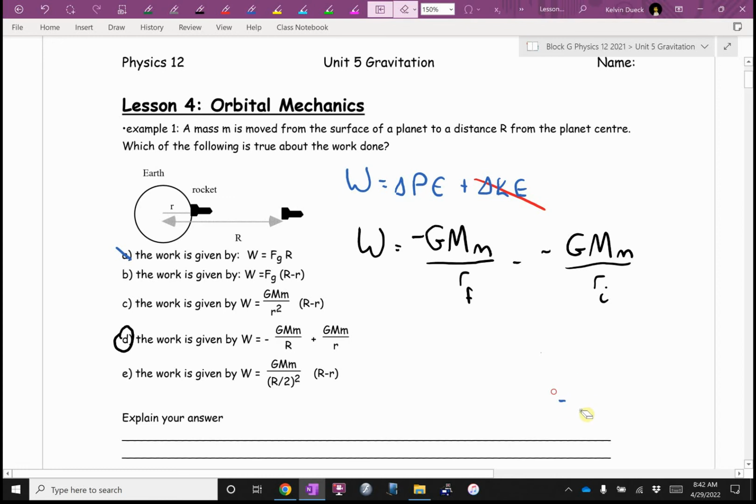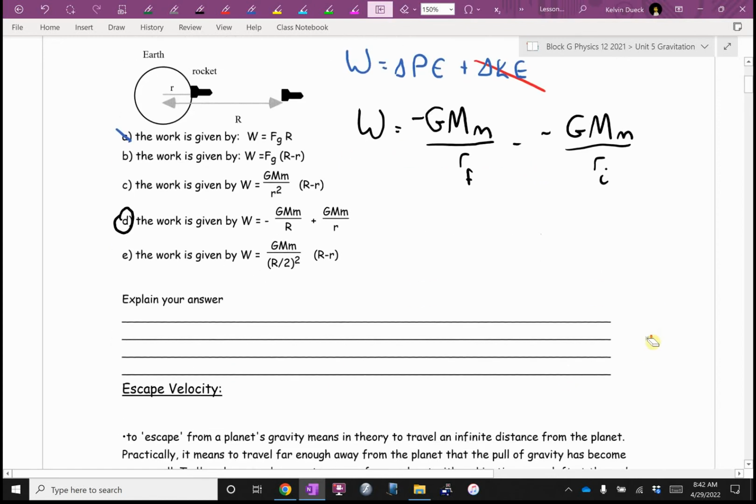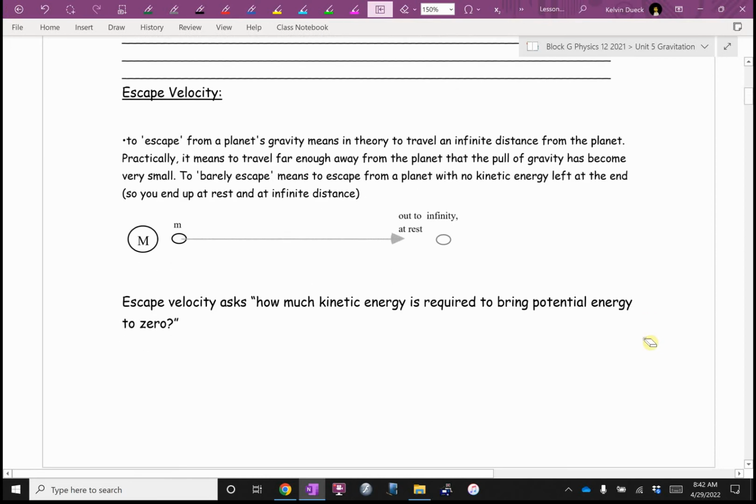It says explain your answer using principles of physics. I think we did. We just derived it from the work equation. Let's keep going. Let's talk about escape velocity. I like escape velocity. It's going to be on your test.